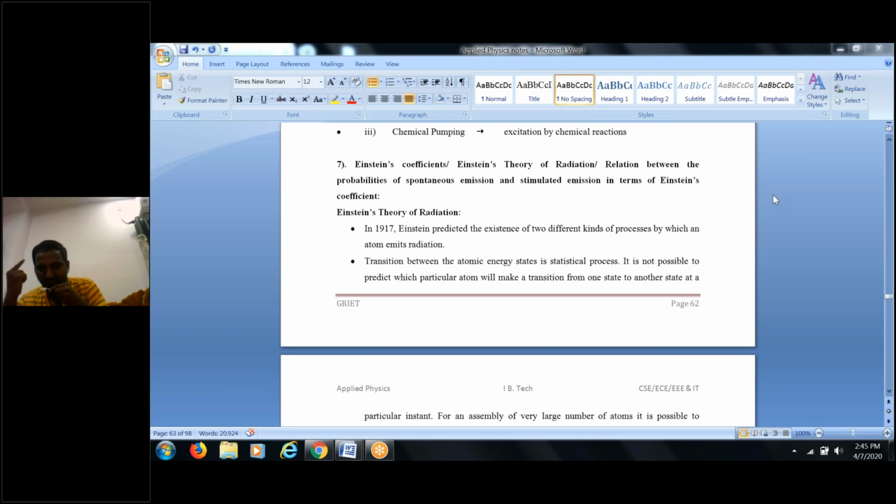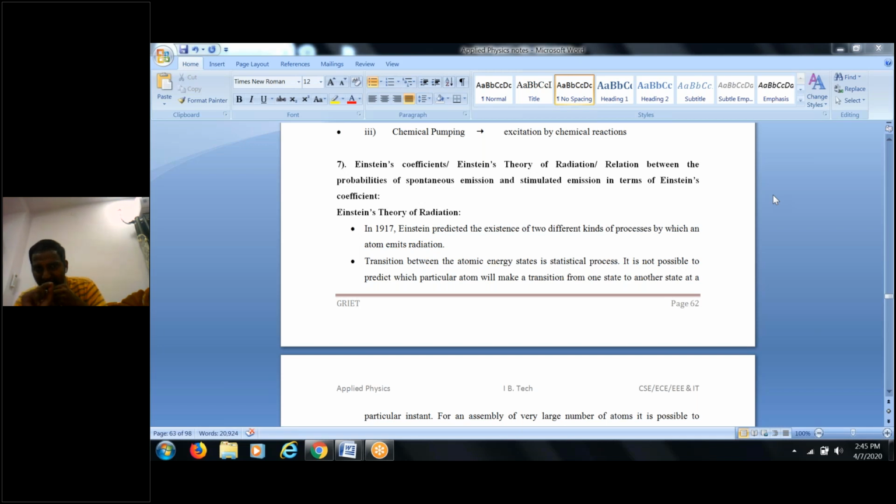First one, if you conduct the two processes known as absorption and emission in a systematic, sequential manner, there is always a possibility to produce a new kind of electromagnetic radiation. And the second prediction is, out of the two processes, absorption and emission, the role of emission is very important to produce laser light. And he proved these two predictions with the help of a mathematical relation.